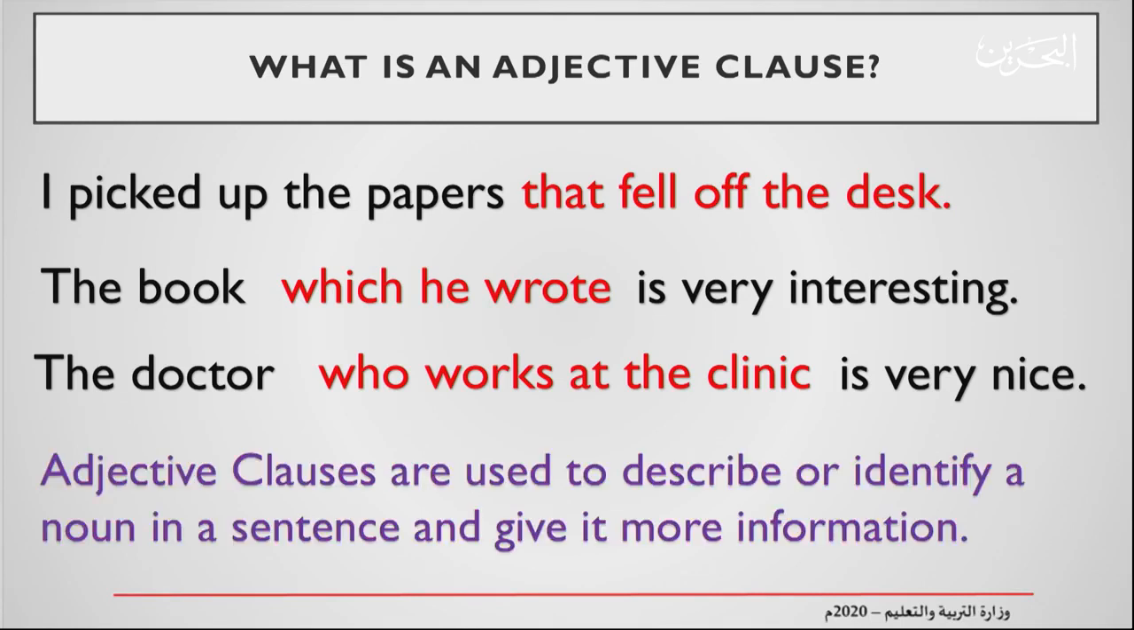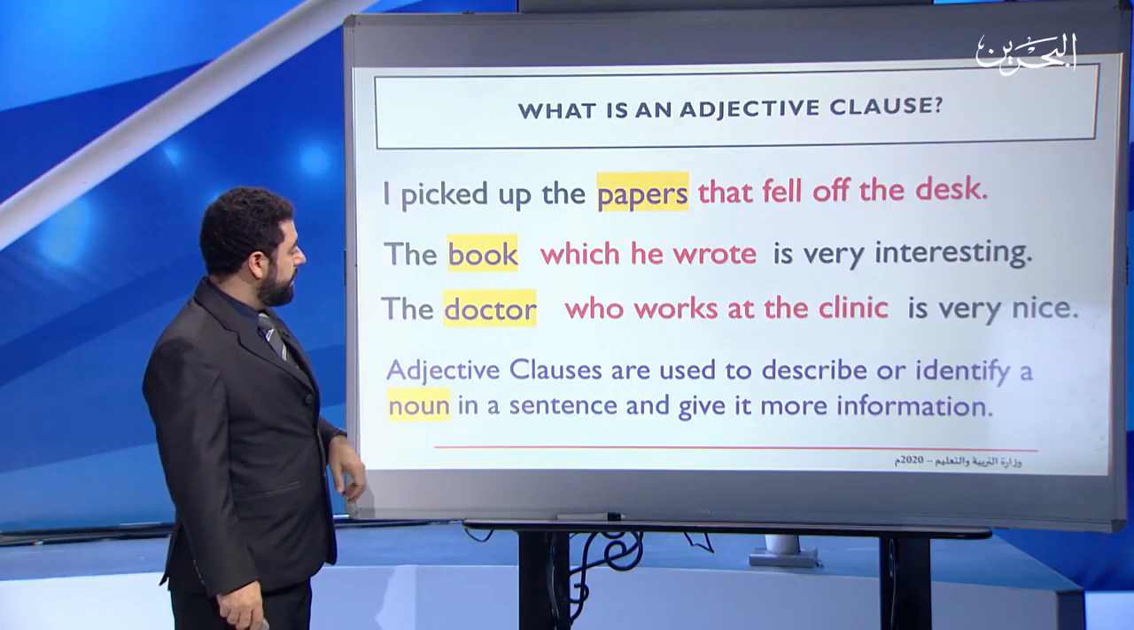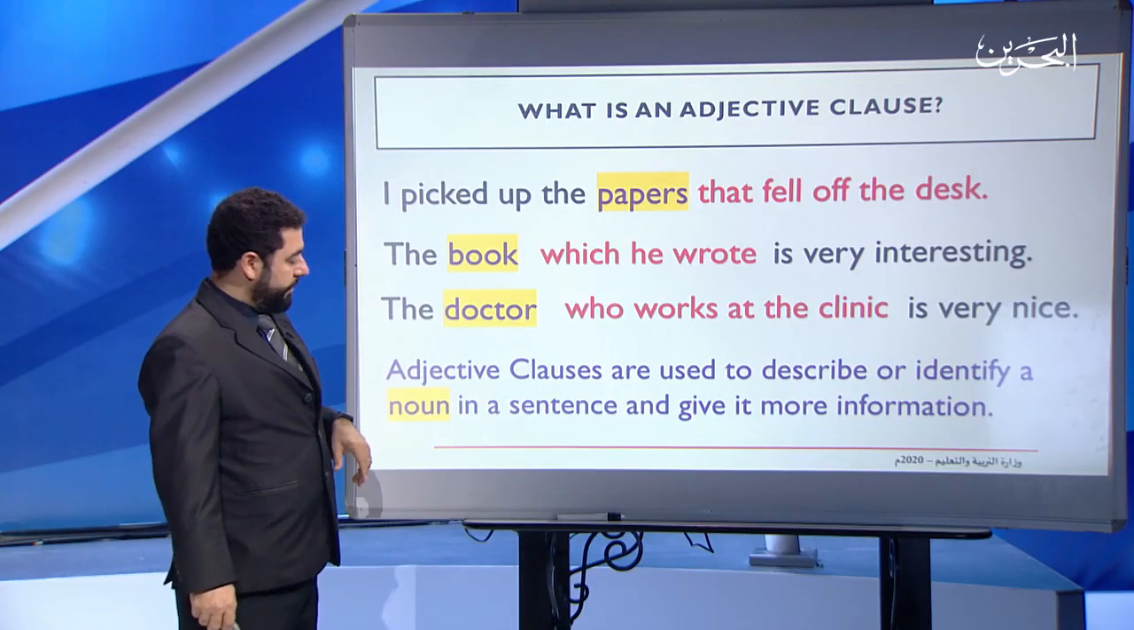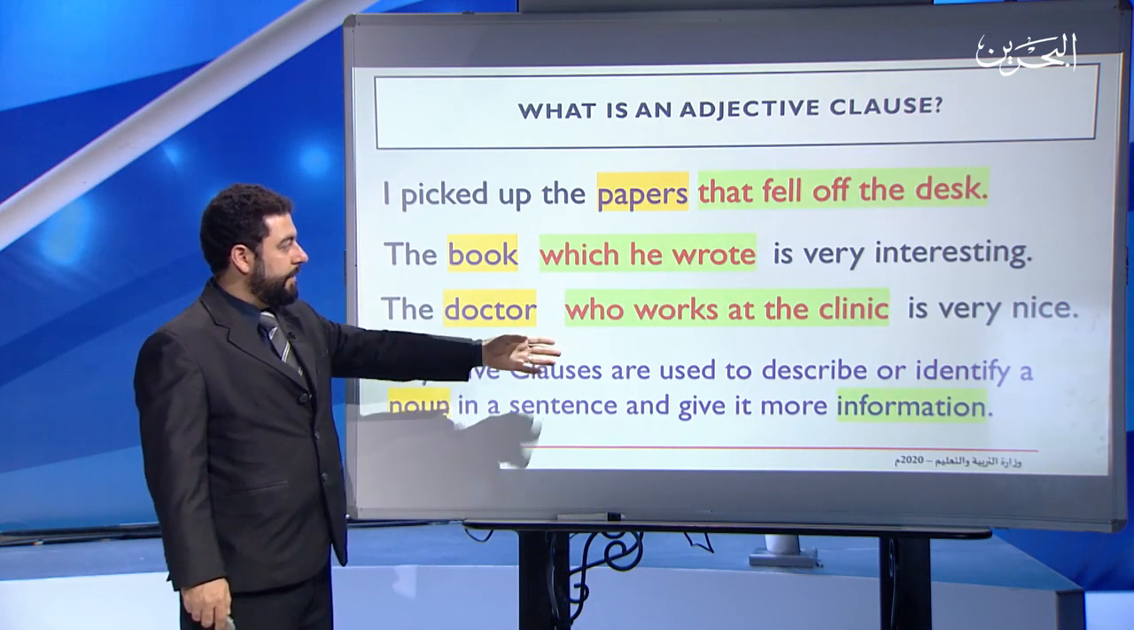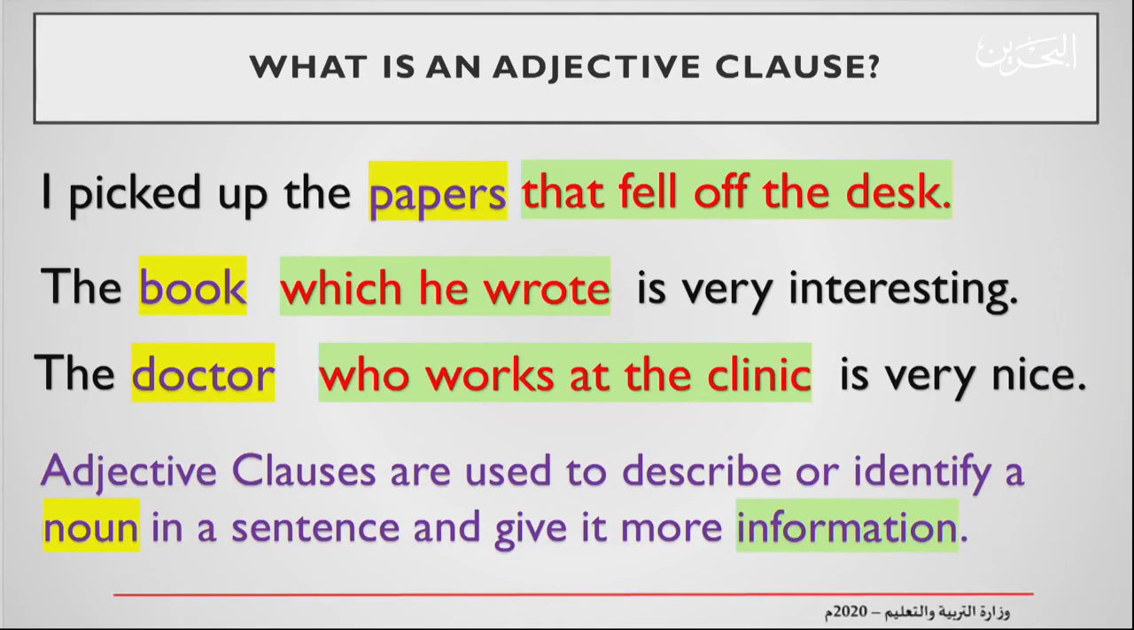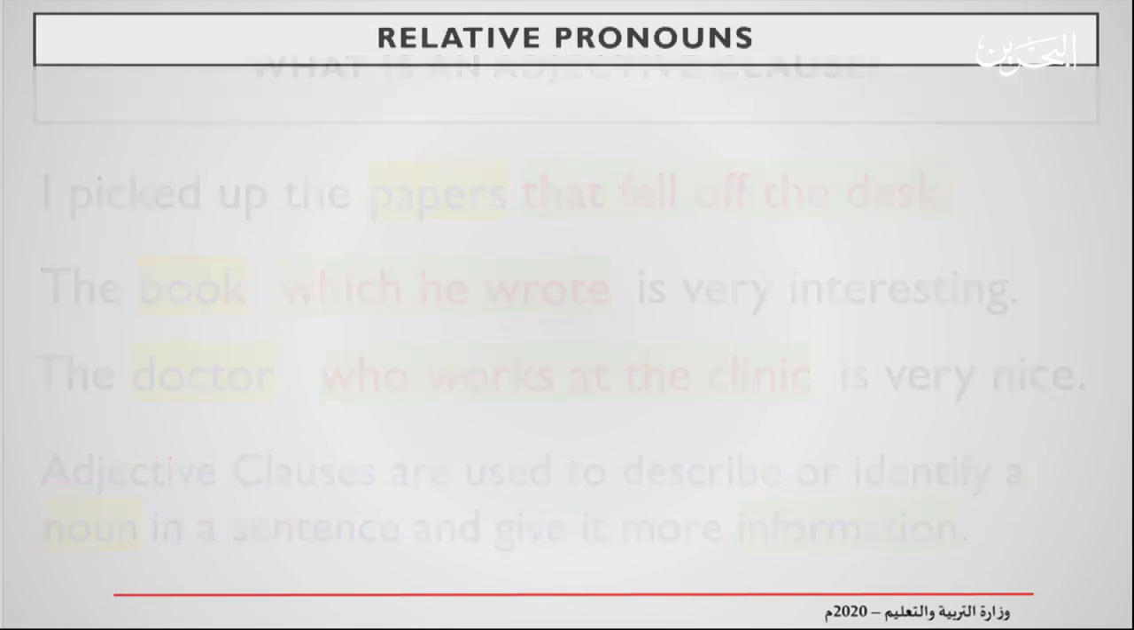So, adjective clauses, okay? Adjective clauses are used to describe or identify a noun, such as these: papers, book, doctor, all right? In a sentence and give it more information. That fell off the desk, or which he wrote, or who works at the clinic.